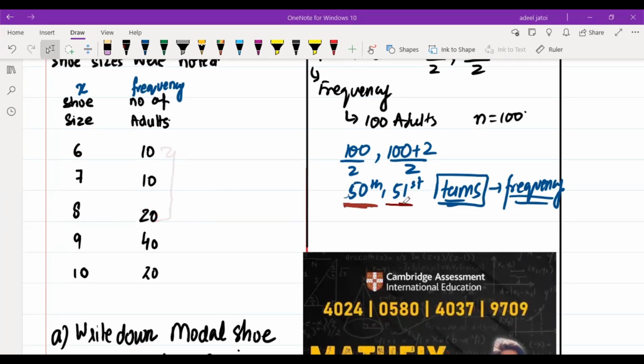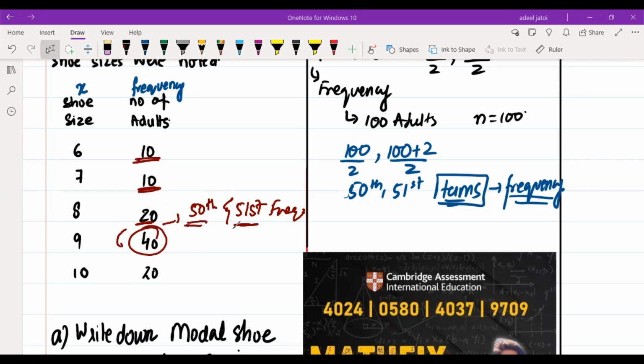But I need to have my term as 50 and 51. That means I need to have my frequency as 50 and 51. So I need to use this next term. In the next term, you know that your 50th and 51st frequency will occur, because 10 plus 10 is 20, 20 plus 20 is 40. And when we add this 40, this will give me a sum of what? 80. So between 40 and 80, your 50th and 51st term will occur.